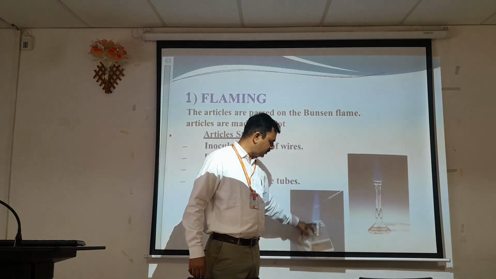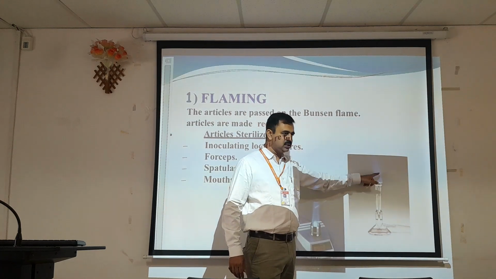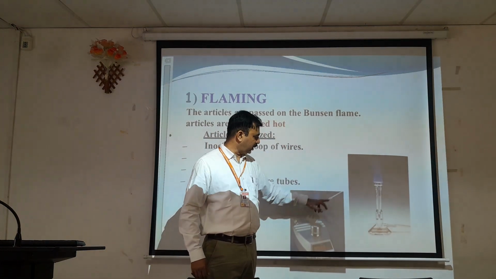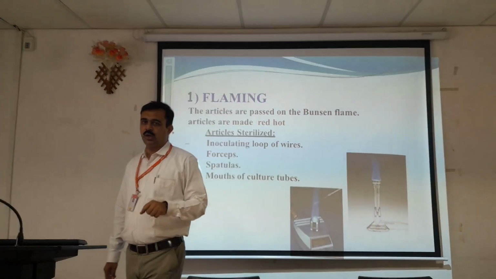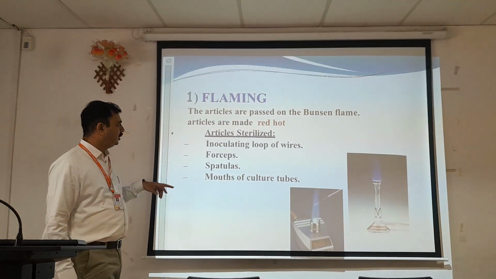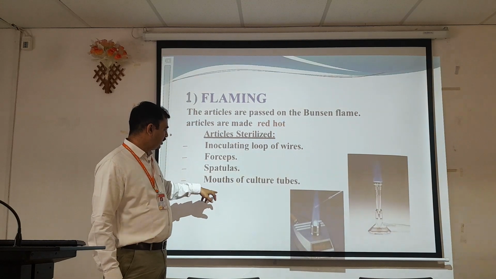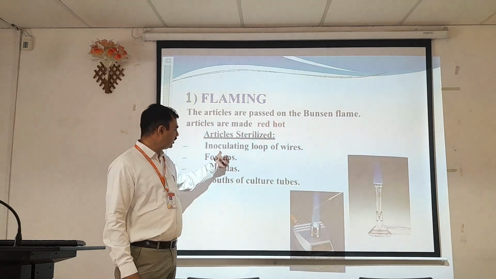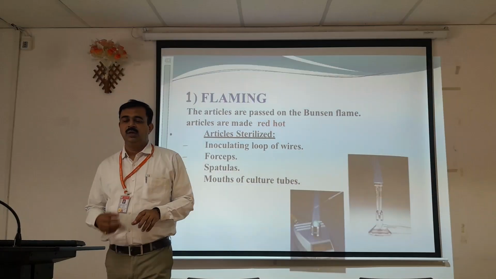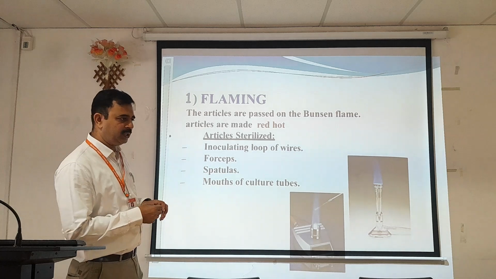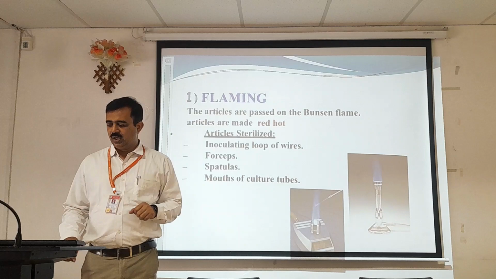You can see here, this is the Bunsen burner. If you see the blue flame of the burner, this is the most sterile area, wherein if you put the nichrome wire loop, any organisms present on the nichrome wire loop will be destroyed. This is called pure flaming. Articles sterilized include incubating loops of wires, forceps, spatulas, mouths of culture tubes. All these things are to be utilized for making media or for transferring pure cultures, and therefore they have to be pre-sterilized. So for sterilization, flaming is one of the best methods that one can work on.